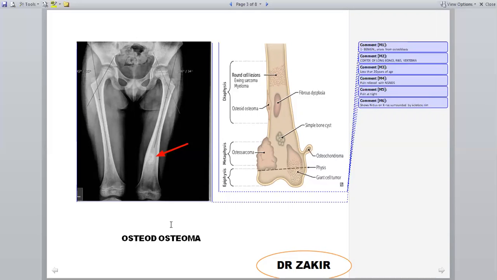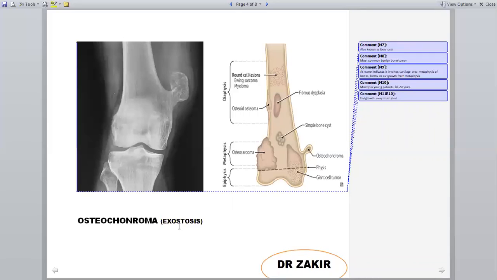We'll go for the next benign bone tumor, that is osteochondroma. It's also known as exostosis. It's a common benign tumor. It involves the metaphyseal area of the long bones, and we can see the outgrowths going away from the joint. That is the characteristic feature of osteochondroma.